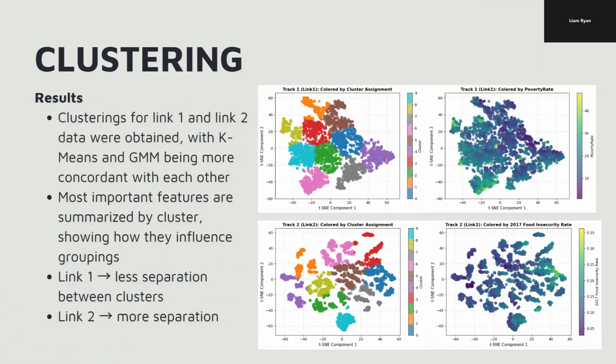To explore underlying structure in our datasets, we applied clustering methods to both link 1 and link 2. Across algorithms, we found broadly consistent groupings, but with notable differences. In separation, link 1 shows more overlap between clusters, while link 2 forms clearer, more distinct clusters. Visualizing TSNE embeddings confirm that certain feature combinations, such as poverty rates and food insecurity, strongly influence how counties group together. These results help us see which regions face similar combinations of challenges before moving into modeling.